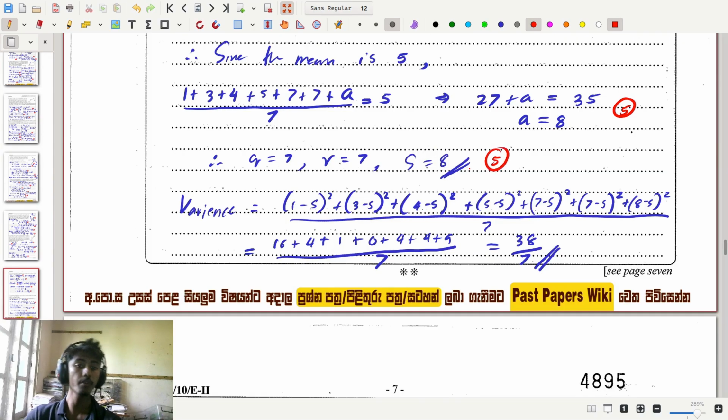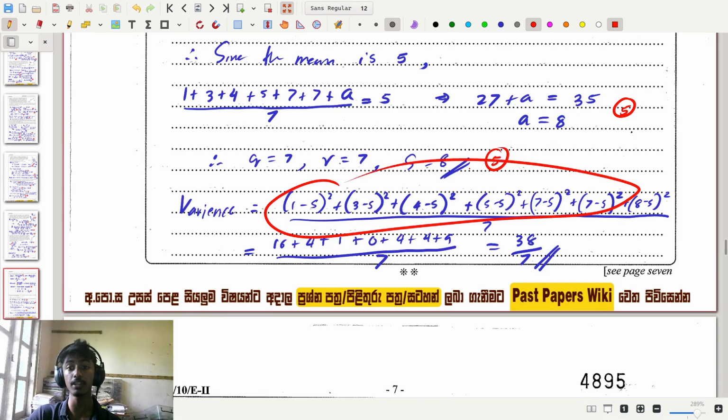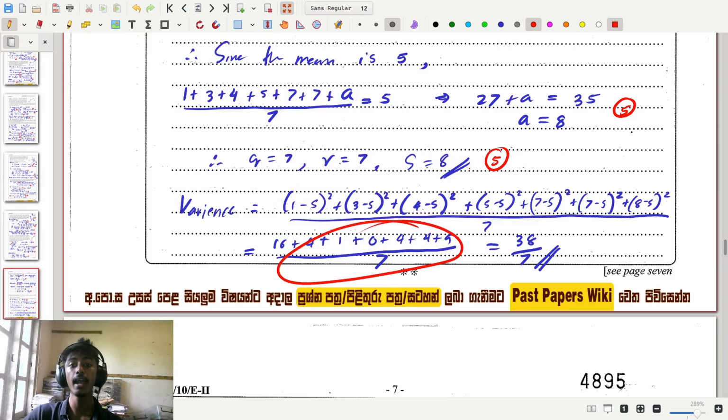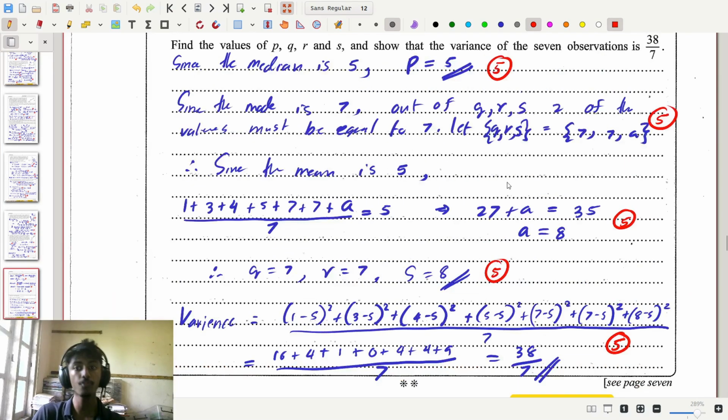After that, when you finally substitute into the variance equation like so, and get the values here, add them all together and get 38 over 7, for this last part, actually not the last answer, but rather the substitution, you get a final 5 marks. And with that, we are done with this question.